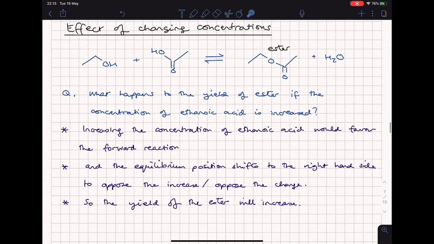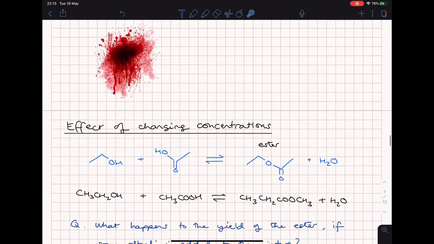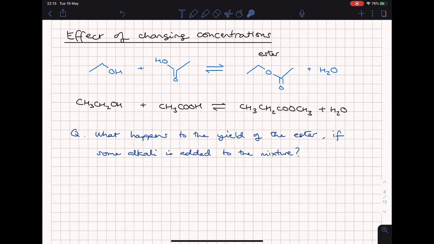So let's look at a different type of question, but on the same equilibria. So here we've got the same reaction, which is the formation of the ester from the alcohol and the carboxylic acid. And the question says, what happens to the yield of the ester if some alkali is added to the mixture? Well, we haven't got any alkali in any of the reactants or products, so what's going on here? We've got an alcohol, we've got a carboxylic acid, we've got the ester, which is not an alkali, and we've got water. So what can be going on? Well, think about which one of these substances will react with an alkali.